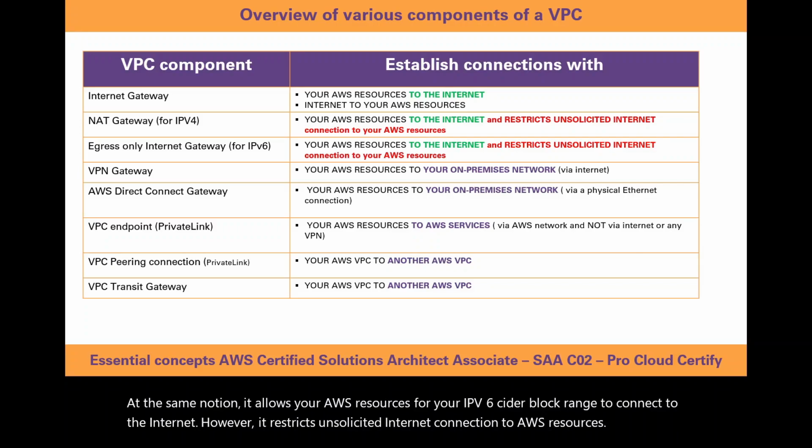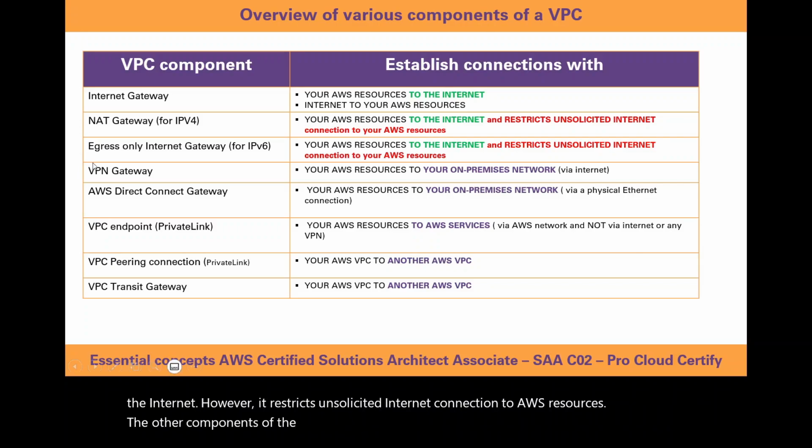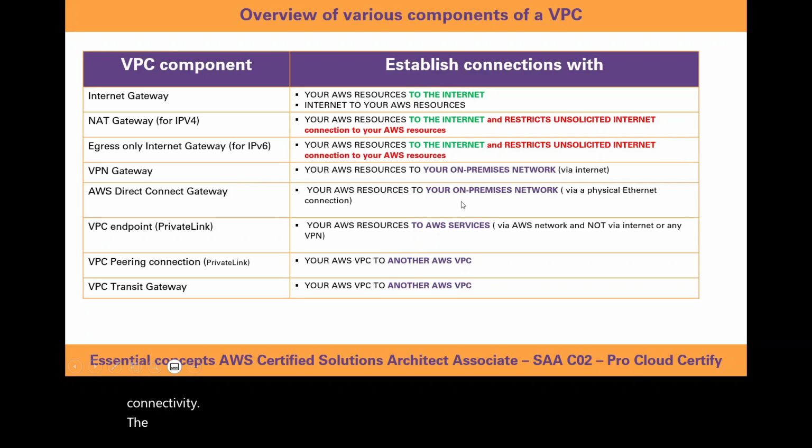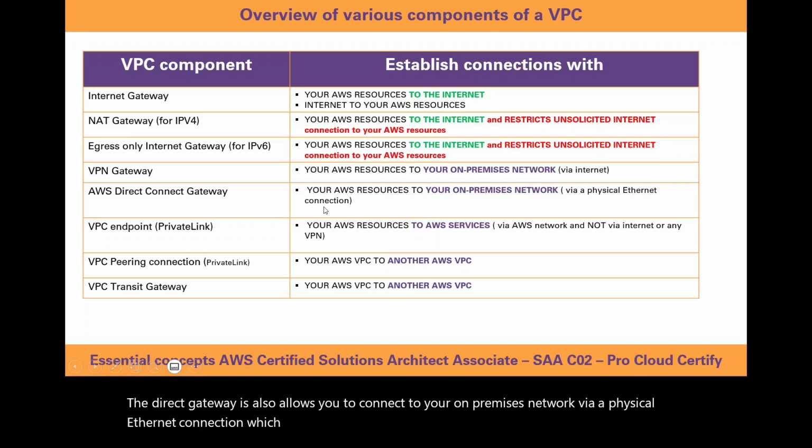The other components of the VPC, such as the VPN gateway and direct connect gateway, help to connect your resources to your on-premises network. A VPN gateway helps you to connect to your on-premises network using the internet as the rail connectivity. The direct connect gateway also allows you to connect to your on-premises network via a physical Ethernet connection which is provided by AWS and hence more secure.